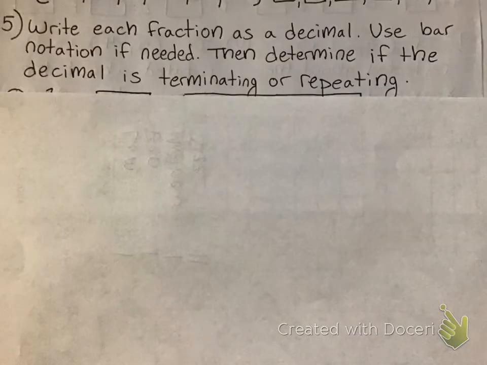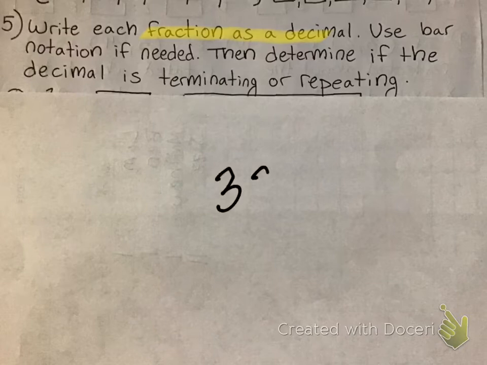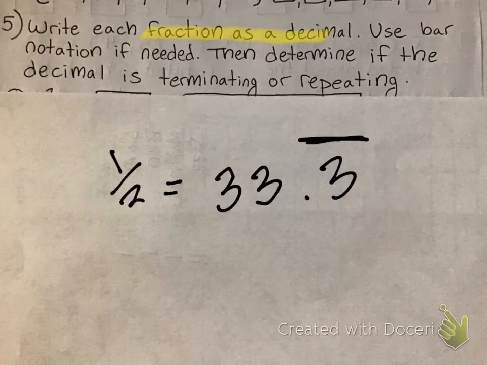Next problem. Write each fraction as a decimal. How do we go from fraction to decimal again? Who can tell me? Daniel? Long divide. And use bar notation if needed. What does bar notation mean, Michelle? It's when the decimal is repeating and you put the little bar. Exactly, it's a repeating decimal. For example, 0.33333, that goes on forever. We say this because that's equal to 1/3. So we put the bar over the repeating decimal.